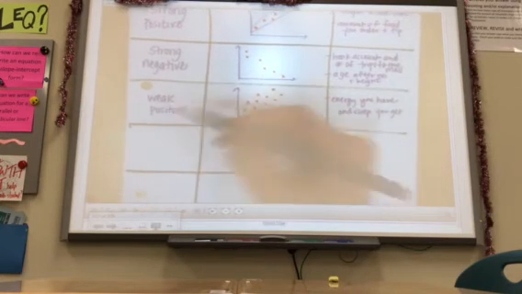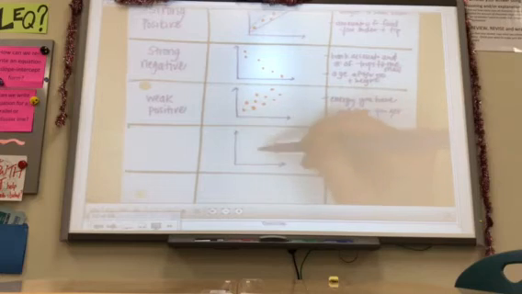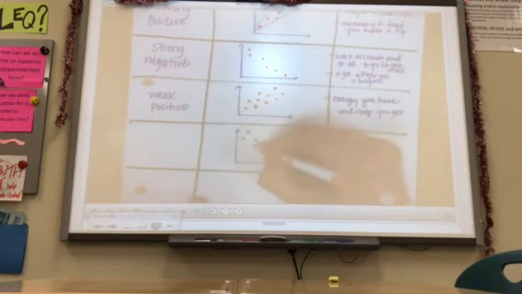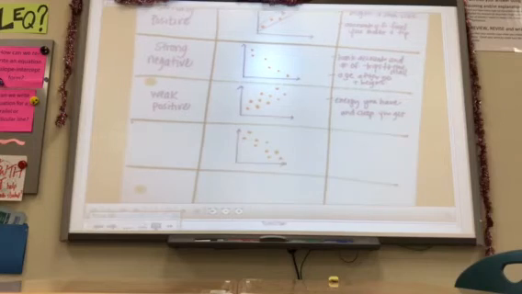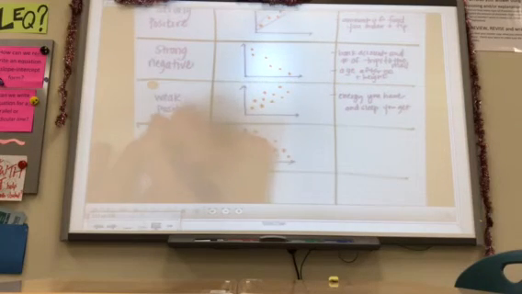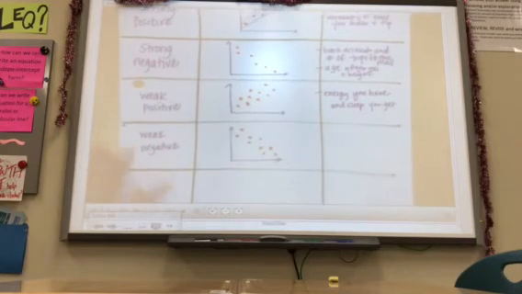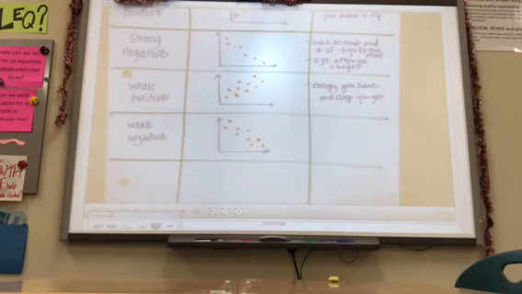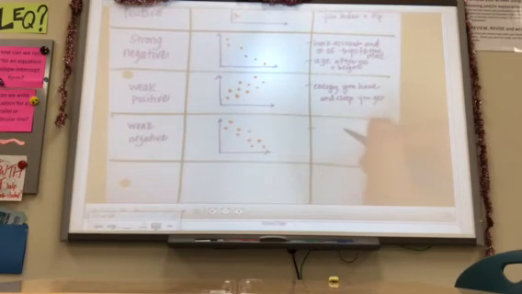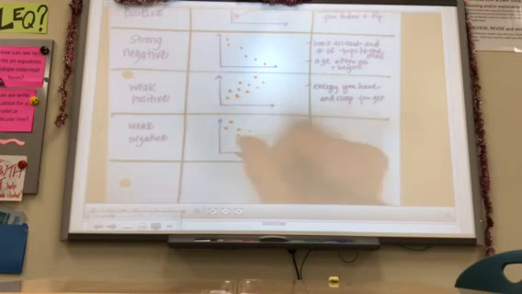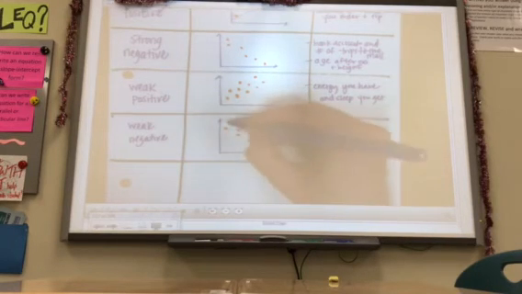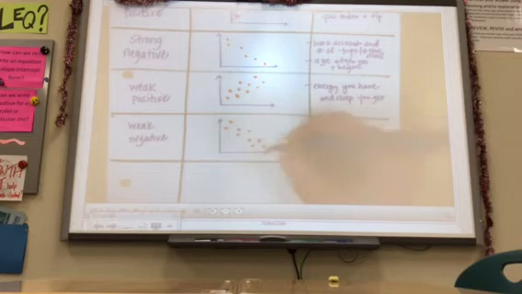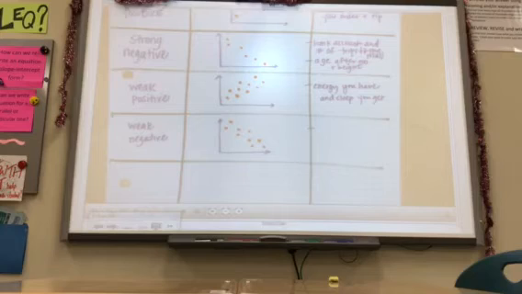So if this is weak positive, I wonder what's coming next. Yeah, it's going to be weak negative. There we go. And something that maybe would be weak negative, you guys maybe would think of some better examples than me. That would be something that would be decreasing, but not necessarily with a strong correlation.